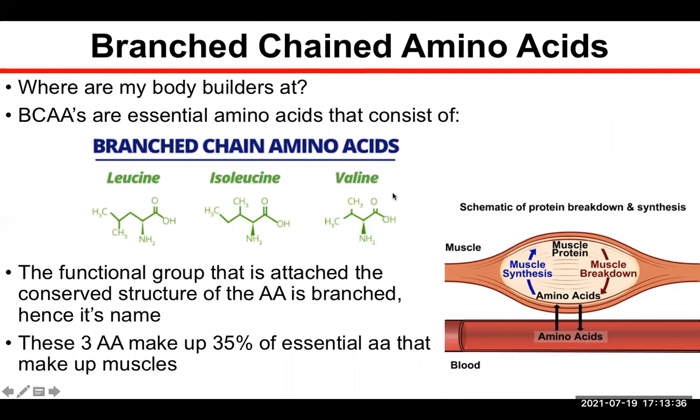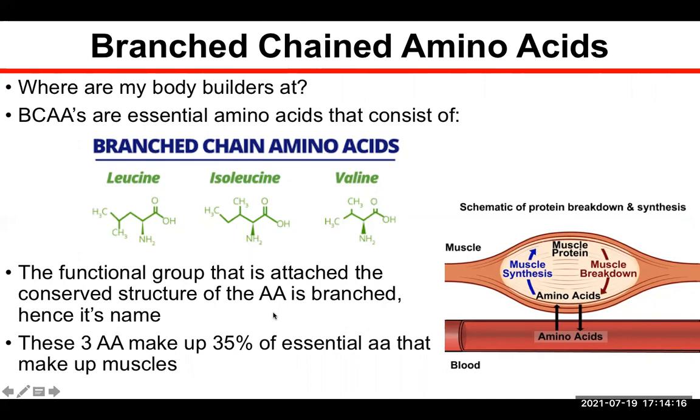And so the reason why they're called branched-chain amino acids is because their functional group is branched. And so when I talked about that first slide, talking about proteins and amino acids, you basically have a carbon that has the amino group and the carboxylic acid attached to it. And then you have some variable functional group that's attached to it. And in this case, these branched chains to this amino acid is what makes these BCAAs.